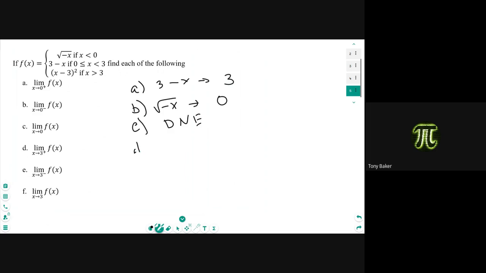All right, now we're looking at the 3's. 3 from the right. Second or third? Which one? The last one. So x minus 3 squared. If I plug in 3 to that, what do I get? 3 minus 3 is 0. 0 squared is 0.